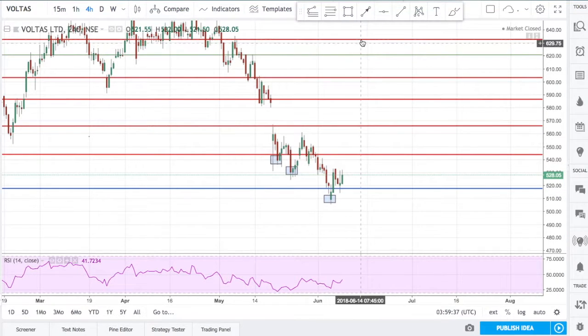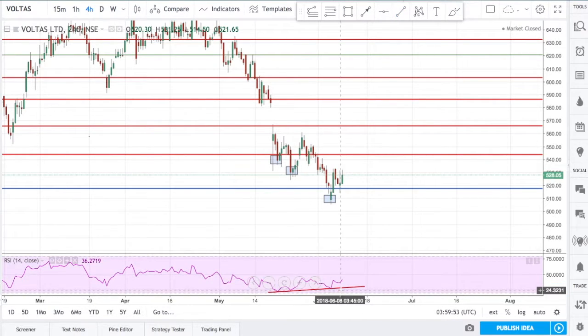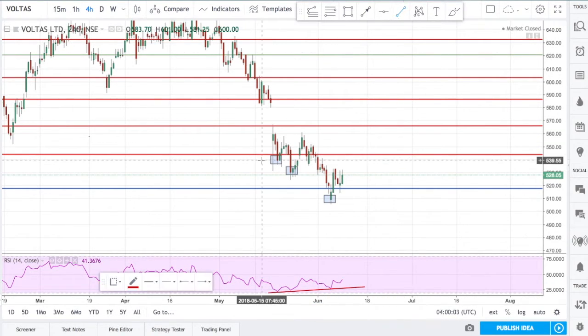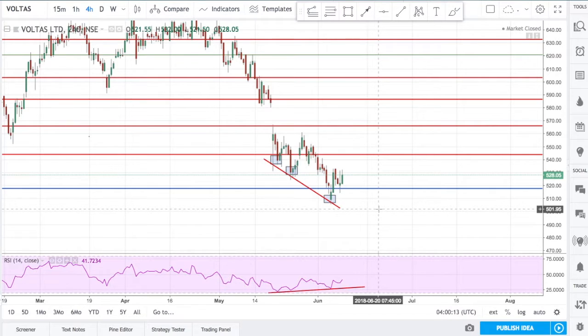Now when we look at the RSI, this is the point corresponding to this low, this is the point corresponding to this low, and this is the point corresponding to this low. So when we draw a line across, we can spot that the RSI is diverging. It is making higher lows while the price is making lower lows. So there is a clear divergence on the RSI, which completes our counter trend trade setup.